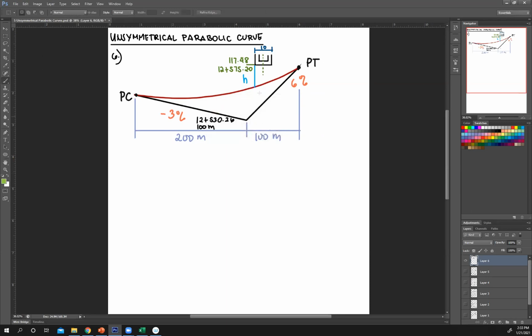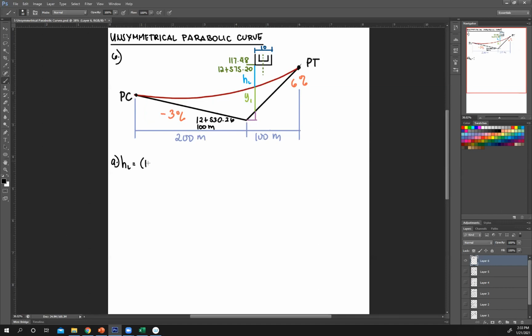Once again, let's call this y1. And this is what I mentioned, the height of this. So to get HL, I'm getting the difference between the two elevations, this point and this point.